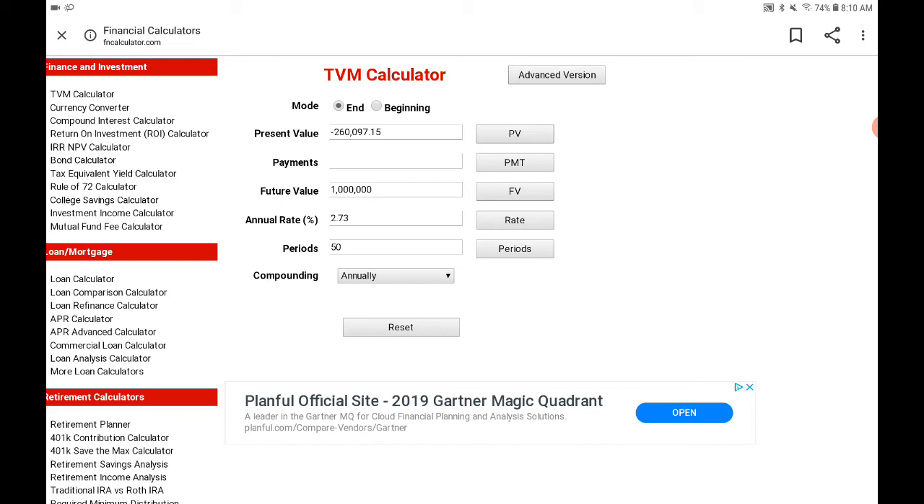Okay, so why is it a negative? Well, the reason it's a negative is because whenever you give the bank money to invest, if it comes out of your wallet, you're losing the money. Okay, you're giving it to the bank. So if I want to make $1 million in 50 years at that percentage rate, I need to have about $260,000. And then they'll mature to $1 million in 50 years from now.